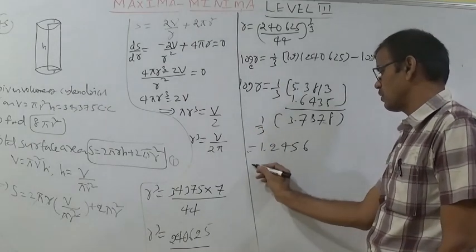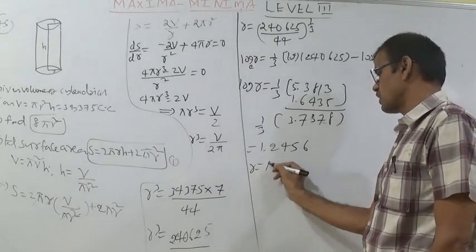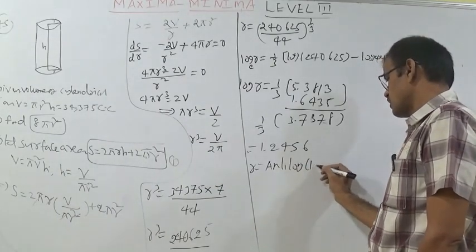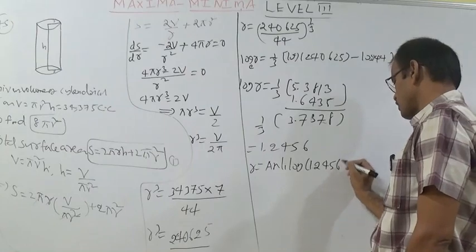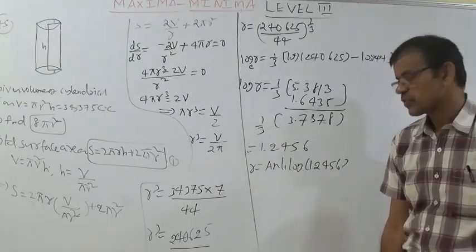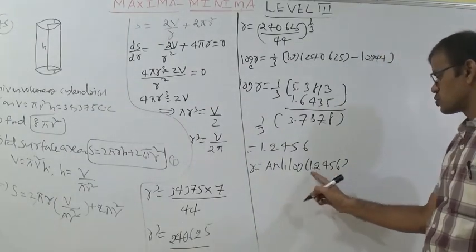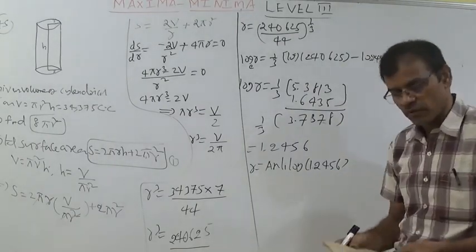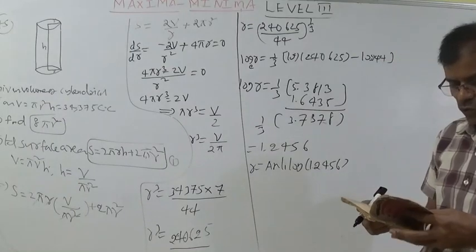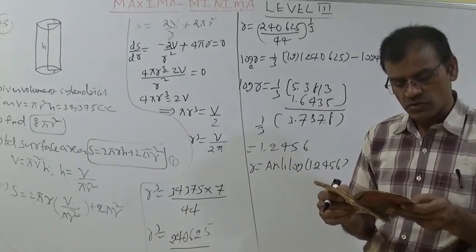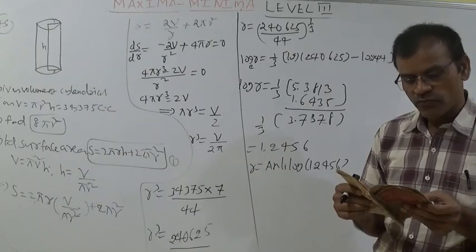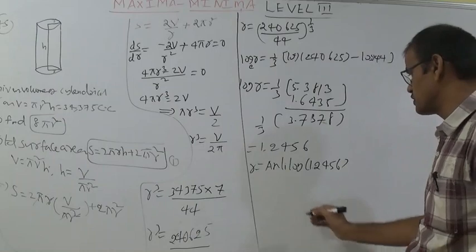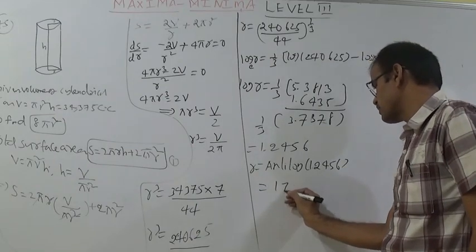Now log R we got. R is equal to the anti-logarithm of 1.2456. While seeing the anti-logarithm, you should not consider the one before the point. For every anti-logarithm, the point should be there. Point 24, 5 is 1758 and 6 is 2. So 1760 is there.